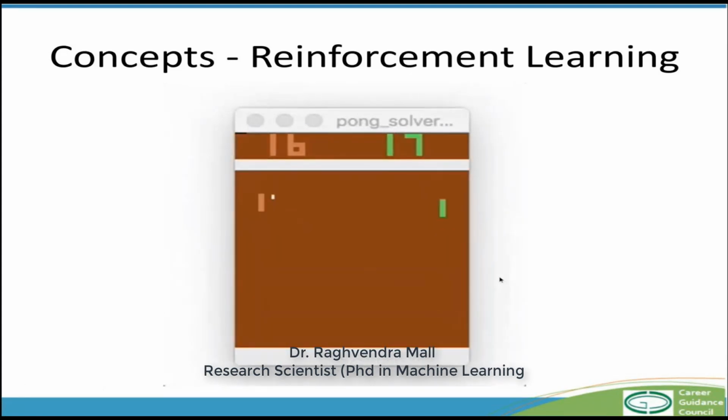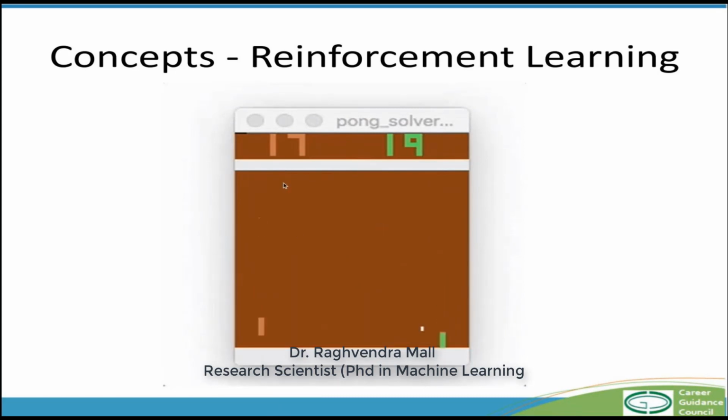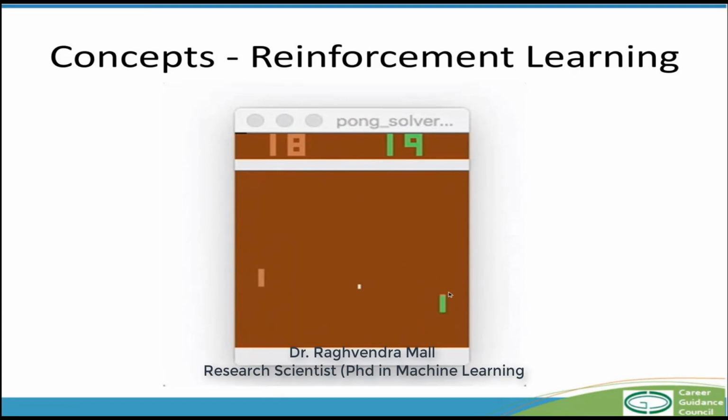An example I'm showing here is of the Pong solver. Here you can see that this is the computer playing, and this is the machine learning model that has learned such that the goal here is that every time it loses the ball, the computer gets a point, and it has to beat the computer such that it wins the maximum amount of points.